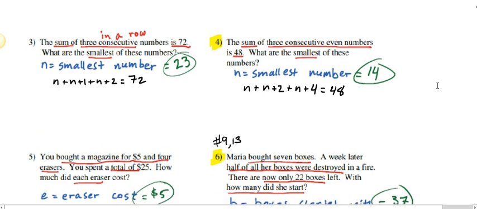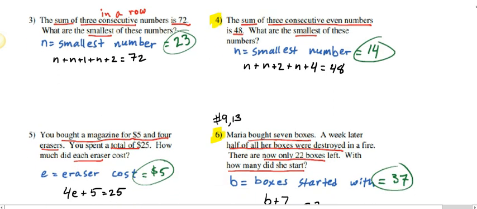So let's first do number 4. This one is about consecutive numbers that add up to 48. What's the smallest one? We agreed that it was this equation, n plus 2 plus n plus 4 is 48. Remember, this is your first number, there's your second number, and there's your third number, going up evenly. That's why they go up by 2s.